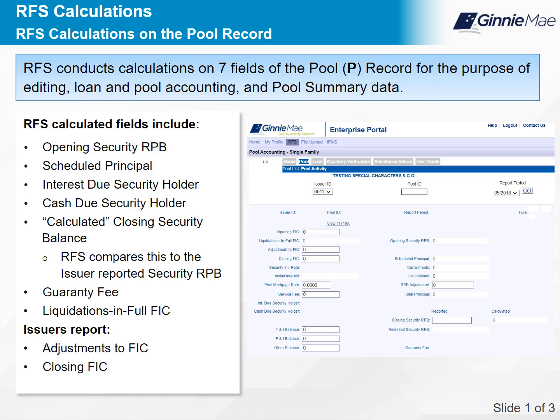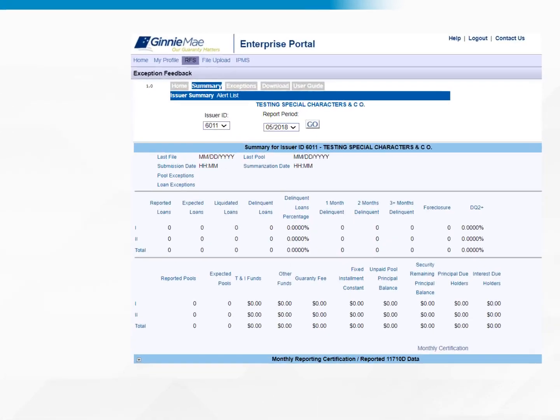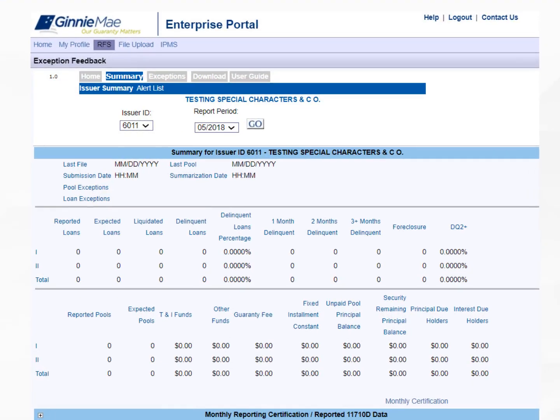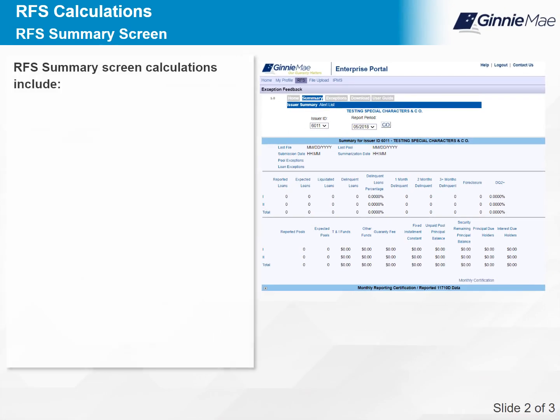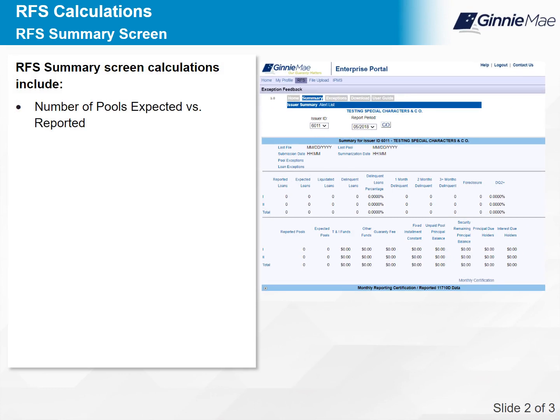Select Next to continue. The RFS Summary screen provides data that the issuer can view showing the RFS calculations for the issuer's monthly reporting. The summarization of RFS calculations includes the number of pools expected compared to the number of pools reported, and the number of loans expected versus loans reported.